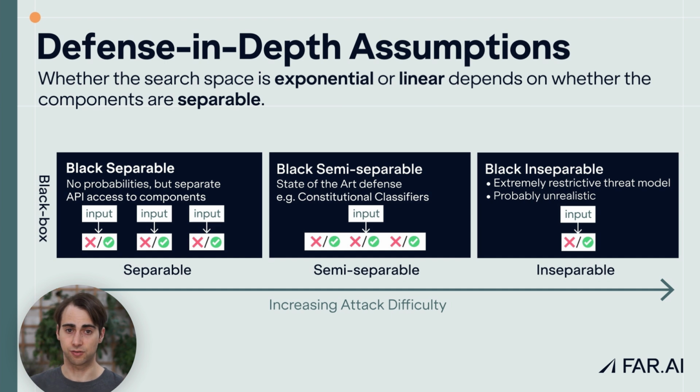Now, on the opposite extreme, the components are perfectly inseparable if there's no way that an attacker could tell which component blocked a query. That sounds nice in theory, but it's quite hard to pull off in practice due to various side channels. Because of this, we see most implementations are semi-separable. You can't directly access each component, but you can infer which component blocked the query.